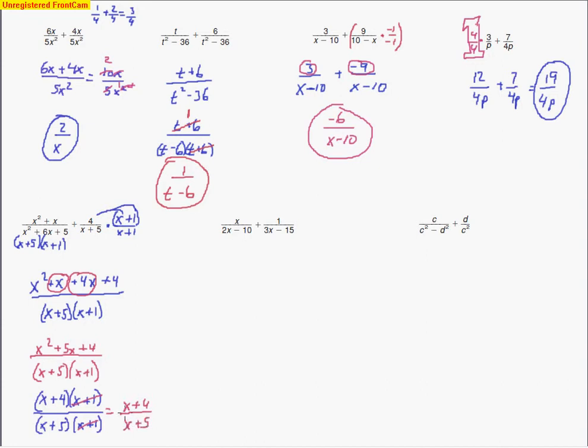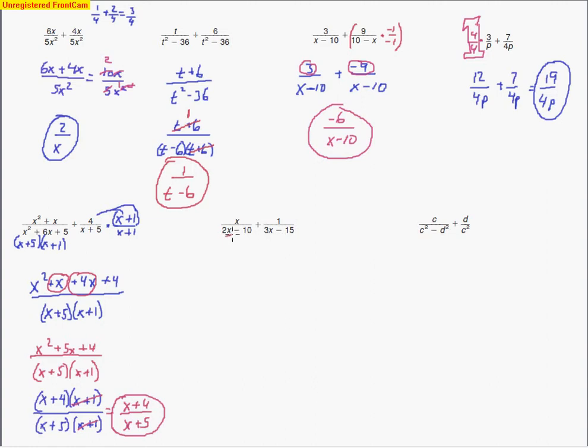That's our answer. So again, the whole idea here is you want to be able to multiply first, come up with that common denominator, combine like terms, then factor and cancel. So over here, same sort of thing. Let's go ahead and factor to see if there's a common factor between these terms.